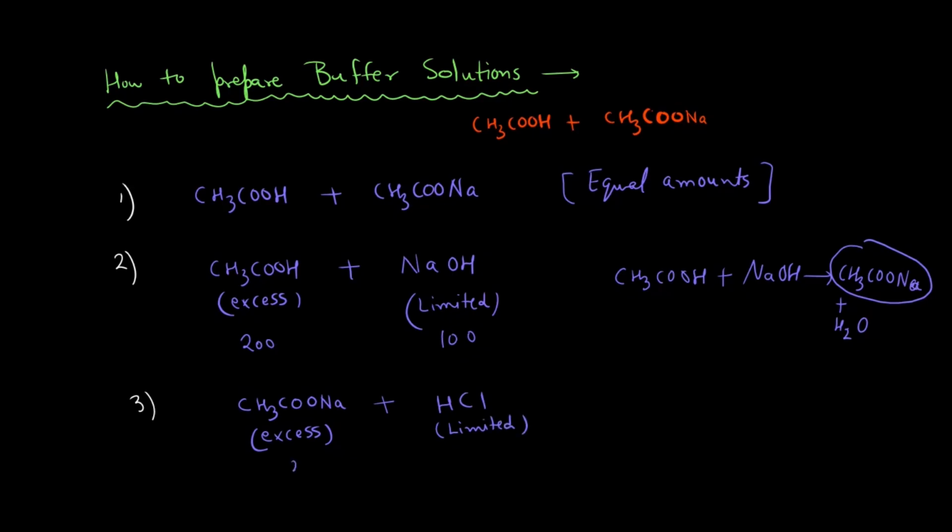So suppose I take 200 moles of sodium acetate and 100 moles of HCl. Again, my HCl will react with sodium acetate to form sodium chloride and acetic acid. Sodium chloride won't affect our buffer. Now we will have acetic acid and sodium acetate left over, so again I will get a buffer solution. Similarly, I can create the basic buffer as well.